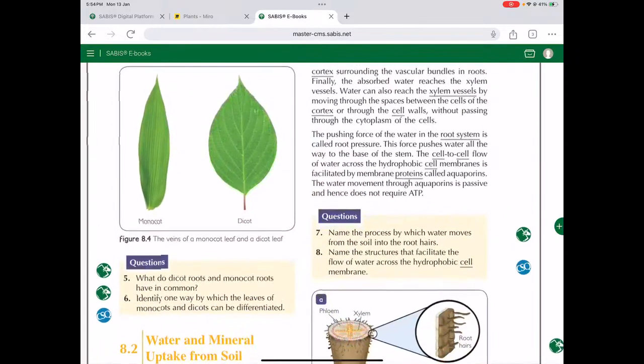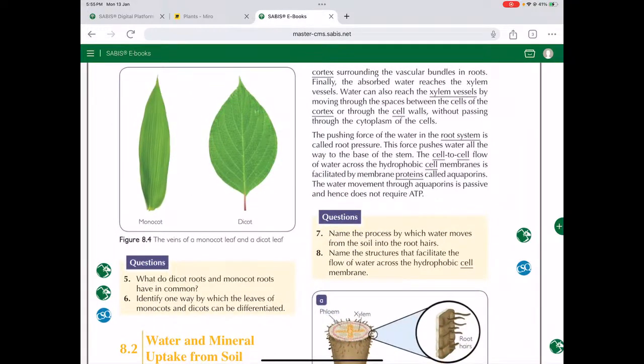For leaves, if you have a monocot leaf, look at the veins. In monocots, they are parallel to each other. And in a dicot, it's more of a netted pattern. Okay?